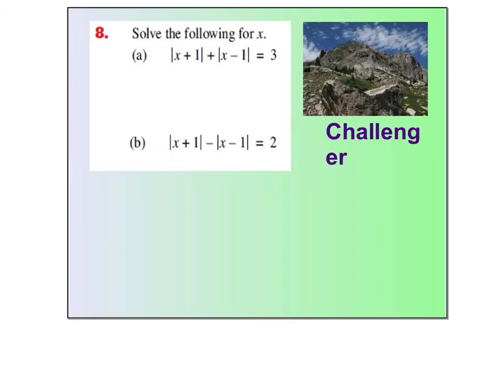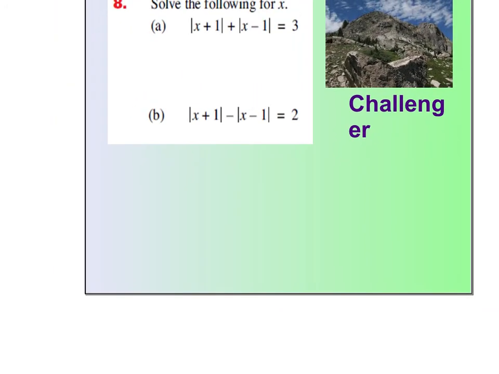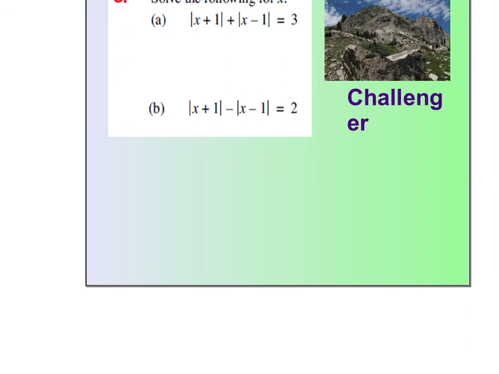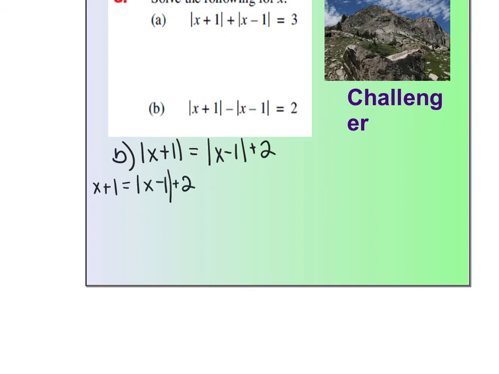So we've got 2 absolute values plus a number. So how are we going to deal with this? I would recommend separating them, putting one absolute value on one side and one absolute value on the other. So why don't we do B? I'm going to set the absolute value of x plus 1 equal to the absolute value of x minus 1 plus 2. And then I'm going to set up a positive and a negative side for the left-hand side. So here's the positive side. And here's the negative side.